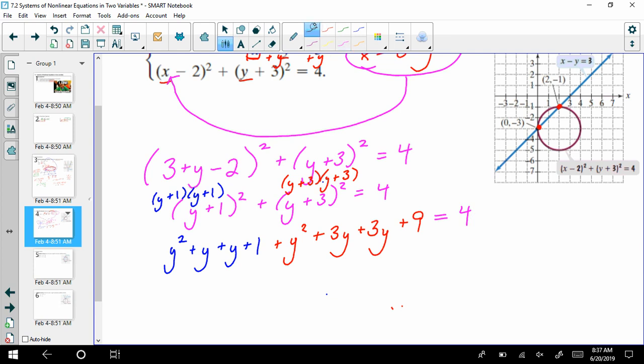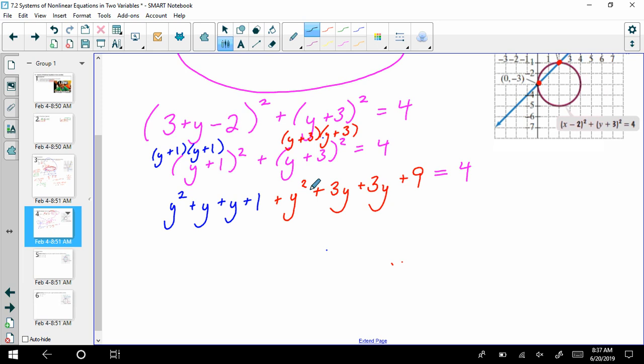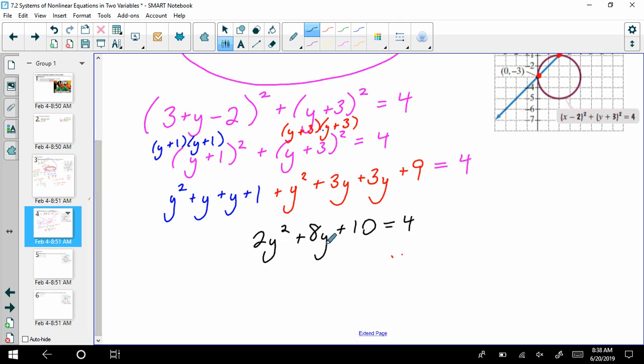Okay, lots of like terms to combine here. So a y squared plus a y squared would be 2y squared. We have 1y plus 1y plus 3y plus 3y. That is 8y. And then we have 1 plus 9 is 10. Since I have something squared, something not squared, and a constant, I'm going to try factoring, so I want everything on one side, so I'm going to subtract the 4 over. So we're now equal to 0.